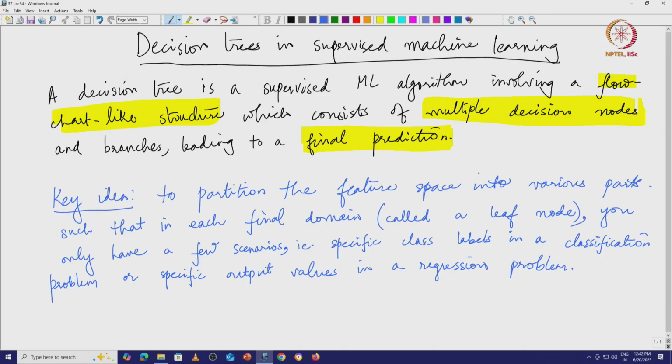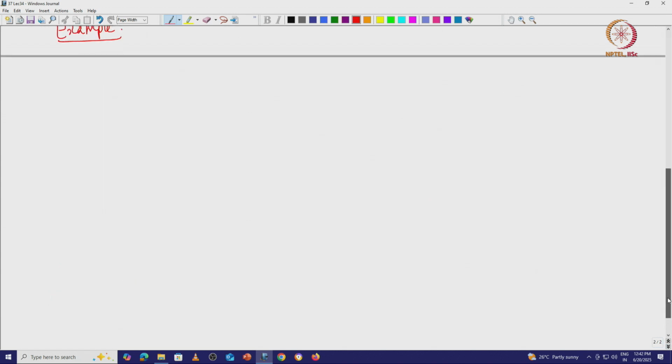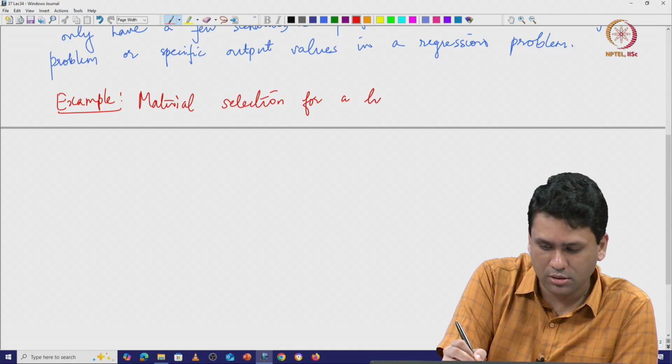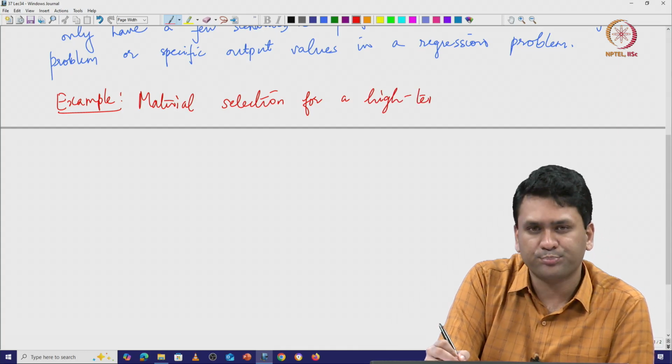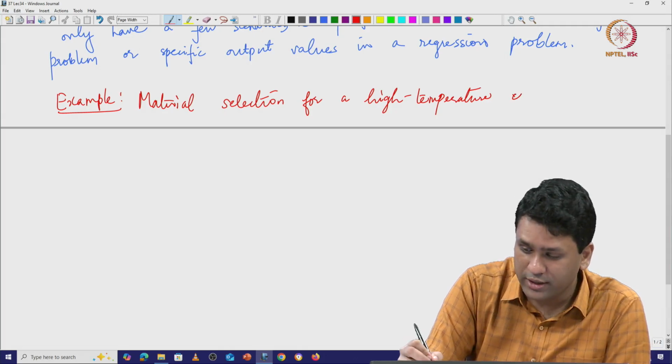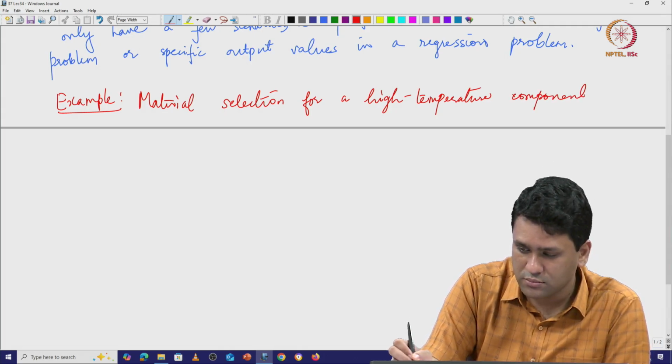So this is the key idea, and I would like to introduce it through an intuitive example, derived from the domain of materials. Let us say you want to select a material for a high temperature component. That is what we are trying to do here through the use of an intuitive decision tree.